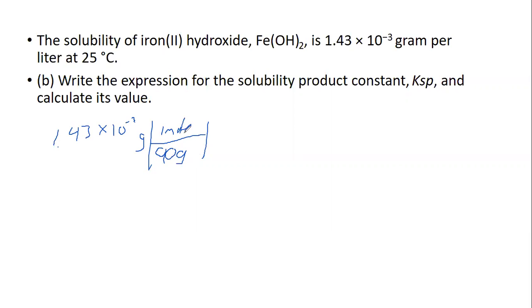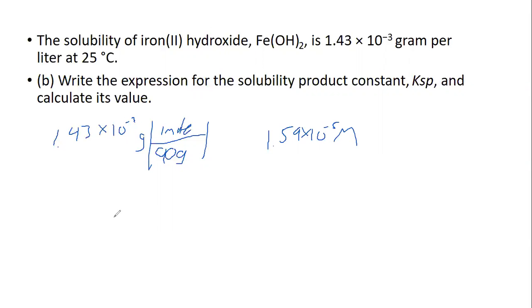We don't need to mess with the liters because that stays the same. We really just need to find out how many moles: 1.43 times 10 to the -3 divided by 90, and you get 1.59 times 10 to the -5 molar. That is the molar solubility. Molar solubility is just the molarity of a solution based on KSP. We're given the grams per liter solubility, and we turned it into moles per liter, the molar solubility.